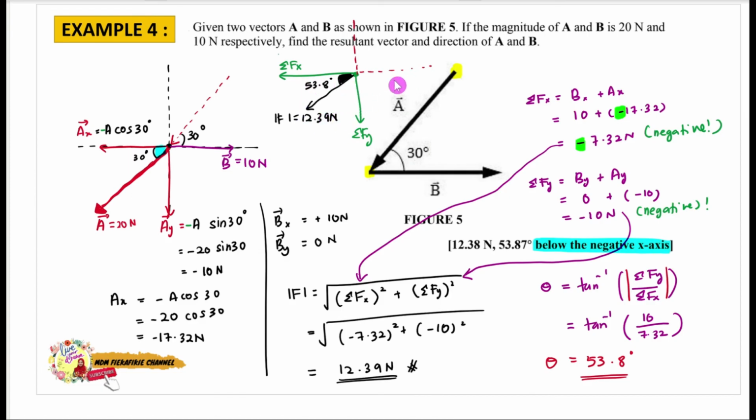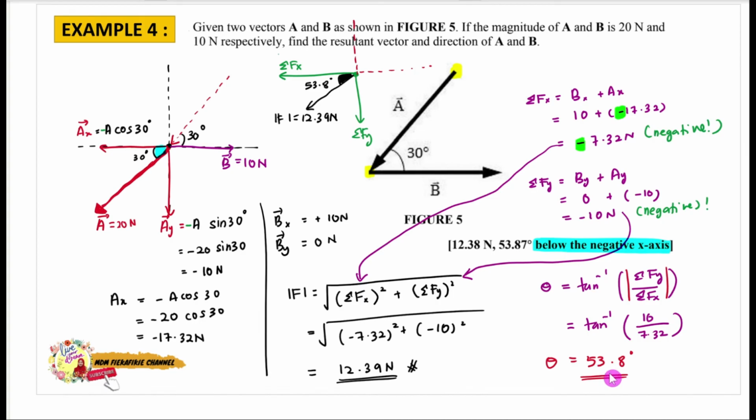Kalau ini adalah positif X, ini adalah negatif X. Okay. So ini kita panggil dia positif X, kawasan ini. So this area is above positive X. This area is below positive X. This area is above negative X, while this area is below negative X. So the angle that we have calculated just now, 53.8 degree, is below the negative x-axis.